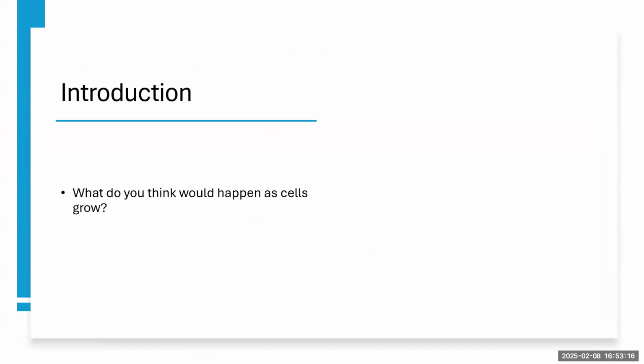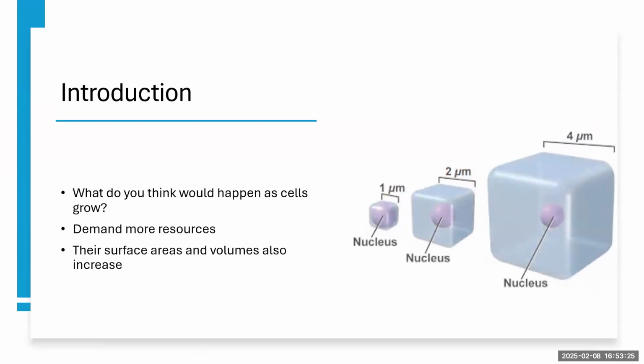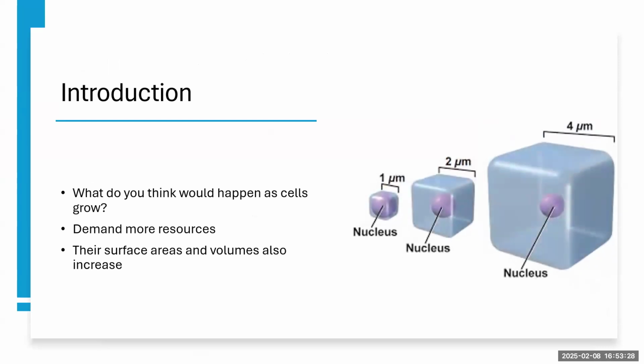What do you think would happen as cells grow? Not only do they demand more resources, as we can see here, our cell needs more food and more energy, but what we also see is that their surface area and volumes also increase. So the surface area, of course, will be their plasma membranes or cell membranes, this part on the outside here. So as the cell gets bigger, not only does their surface area increase, but also their volumes, the amount of mass or stuff on the inside of cells, right?